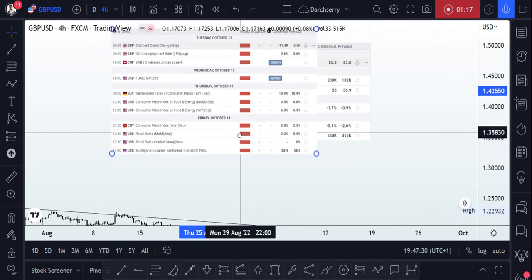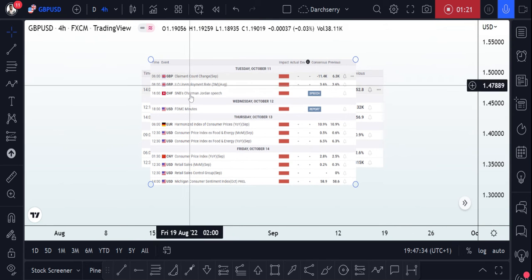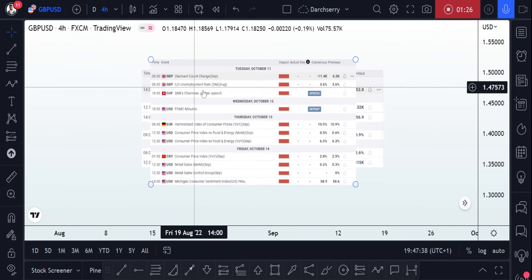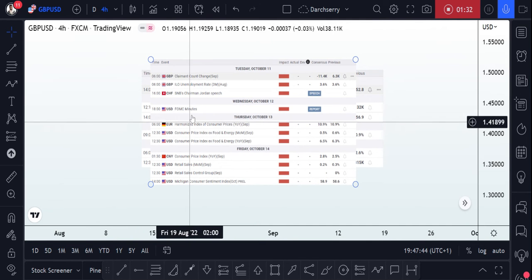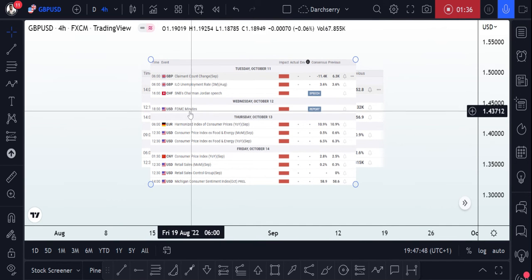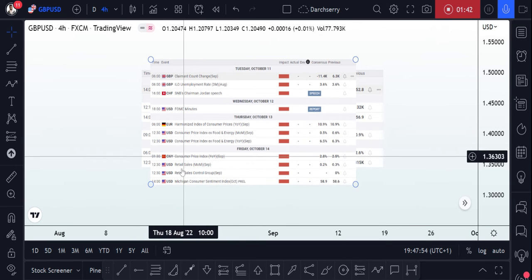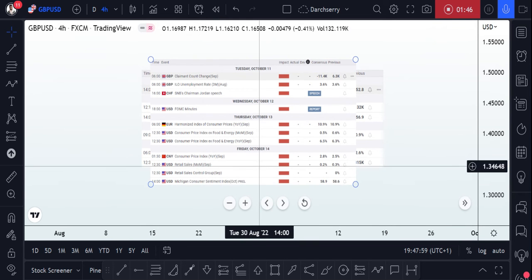So on the economic calendar here, on Tuesday we have the claimant count change and the ILO unemployment rate, which is definitely going to have an impact on the pound. Then on Wednesday, we have the FOMC, which is also a very significant event that is going to be affecting the movement of the dollar. And then on Thursday, we have the consumer price index. And on Friday, we have the retail sales and the Michigan consumer sentiment.